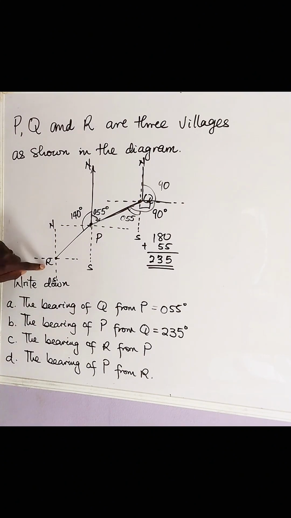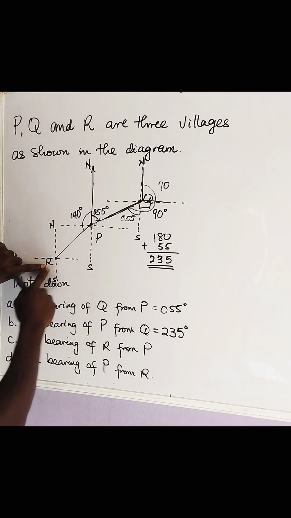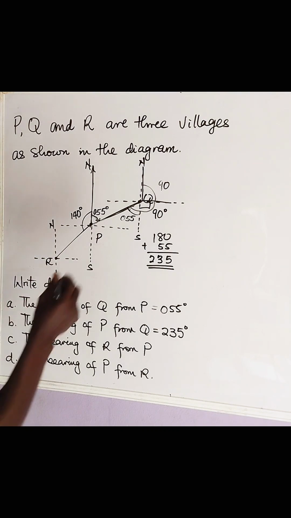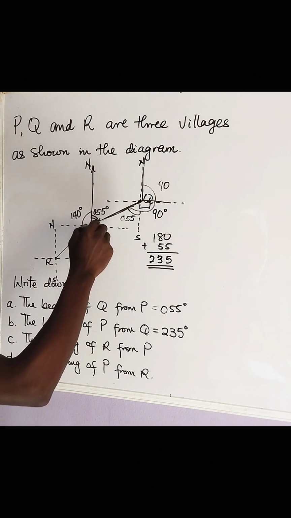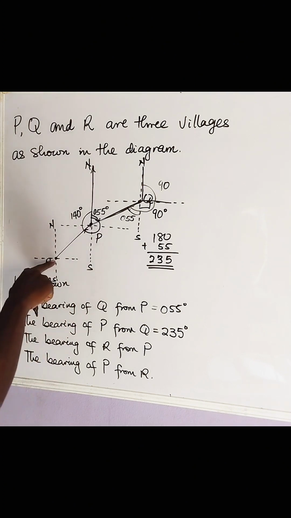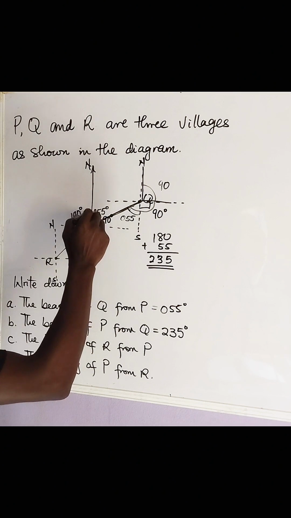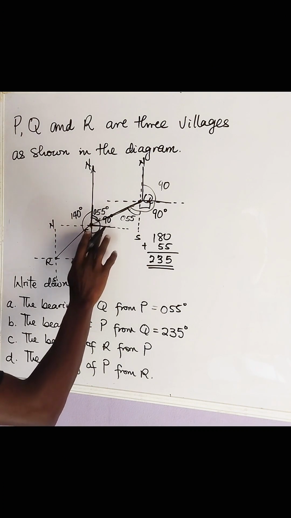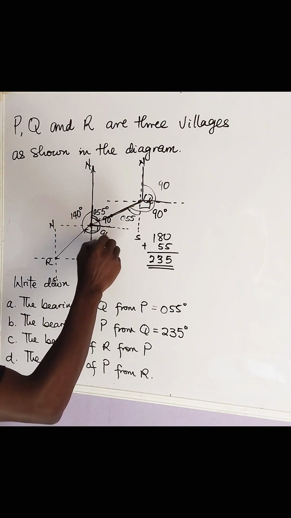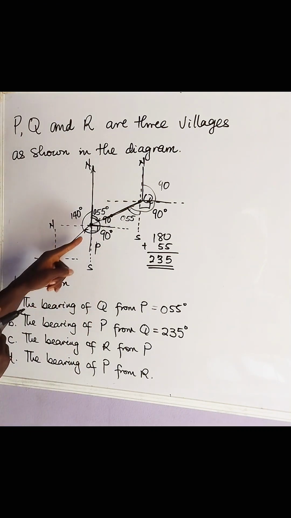Now the next one says the bearing of R from P. Now this is R, then from P, which means we are calculating the angular distance of R from P. So here we take the angle again from the north of P. You draw it clockwise through to the line that meets R. Here we have 90 already, because this angle is 90. This angle also is 90. Take note, this is P here. It's remaining this angle here. So how do we calculate this angle?